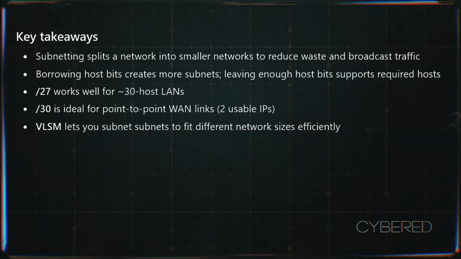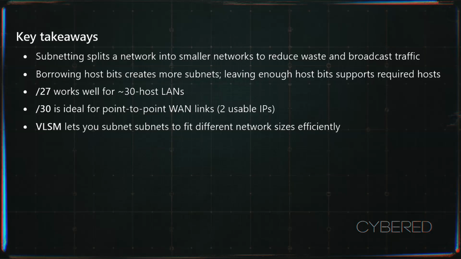So key takeaways. Subnetting splits a network into smaller networks to reduce waste and broadcast traffic. Borrowing host bits creates more subnets. Leaving enough host bits supports required hosts. /27 works well for 30 host LANs. /30 is ideal for point-to-point WAN links. VLSM lets you subnet subnets to fit different network sizes efficiently.